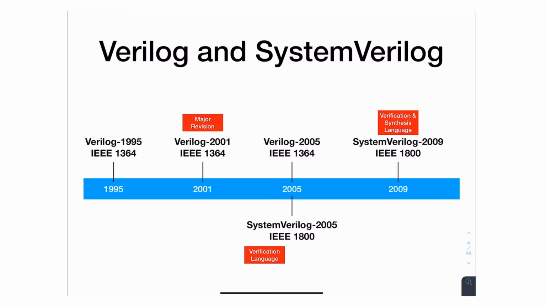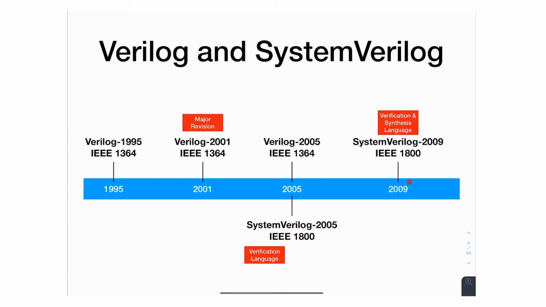SystemVerilog was introduced as a verification language. It wasn't meant to be, like Verilog, a description language where you write code and it describes hardware. It was meant to go hand in hand with Verilog and actually do some verification on the code or the description you did in Verilog.